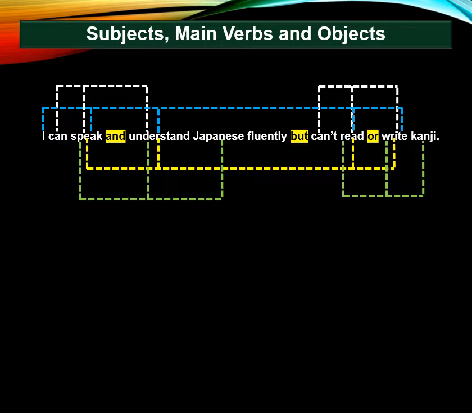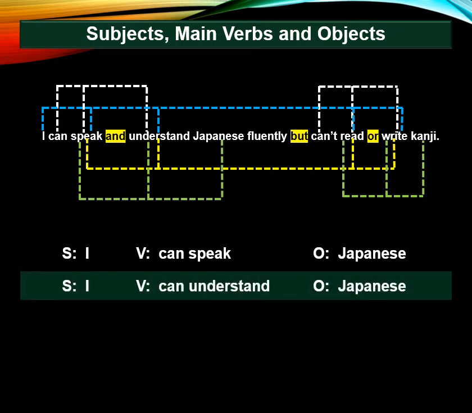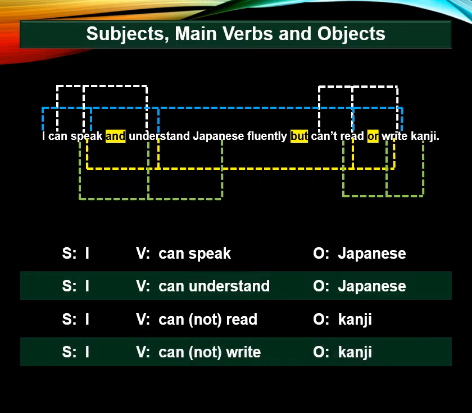It's quite complex, but in the end, you just have 4 clauses. I can speak Japanese. I can understand Japanese. I can read or cannot read kanji. I can write kanji, cannot write kanji. I put not in parentheses because for the online exercises, don't include not.